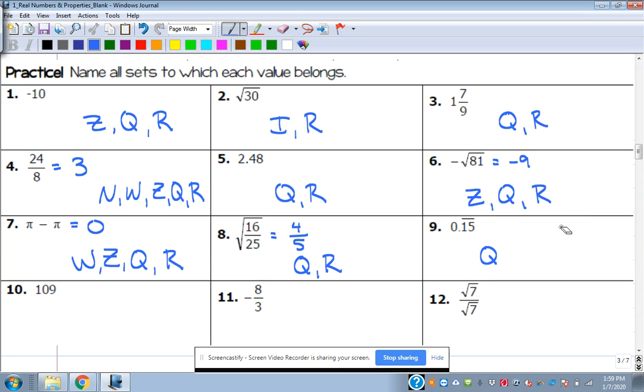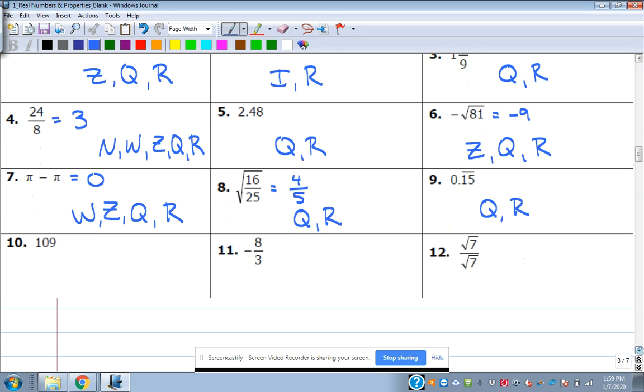If you wanted to write that as a fraction, the shortcut is it's 2 digits repeating, so it'd be 15 over 99, and then you would reduce from there. That's the shortcut for doing that. So if it's rational, it also has to be real. That's all.